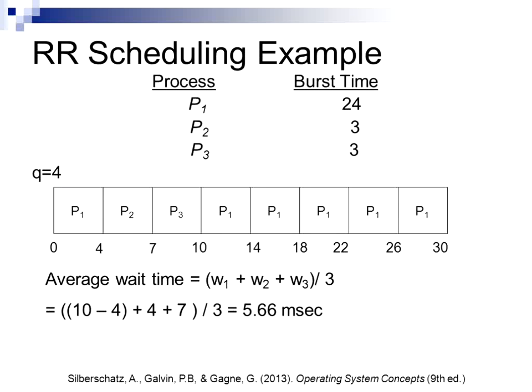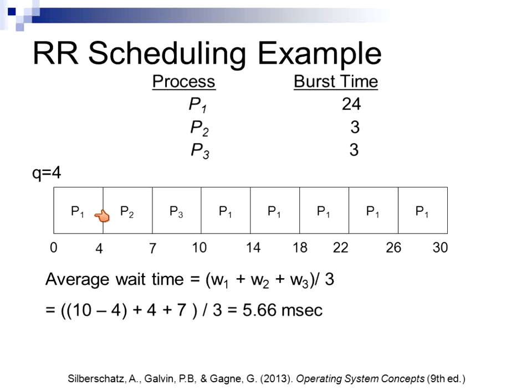Excuse me, I'm getting a little hoarse here. Okay, so again, your book goes through an example of round-robin scheduling. And here we have process 1 is 24 milliseconds, process 2 is 3, process 3 is 3. And we can assume here that our quantum, our time slice, is 4.